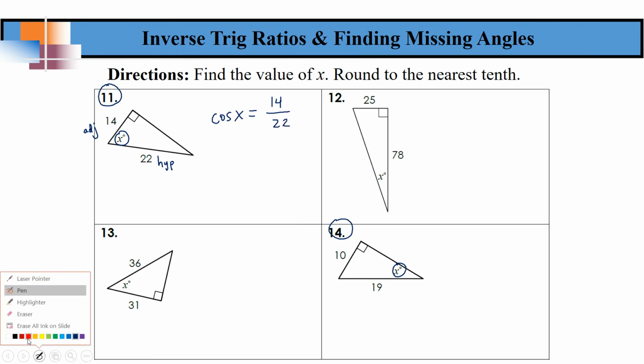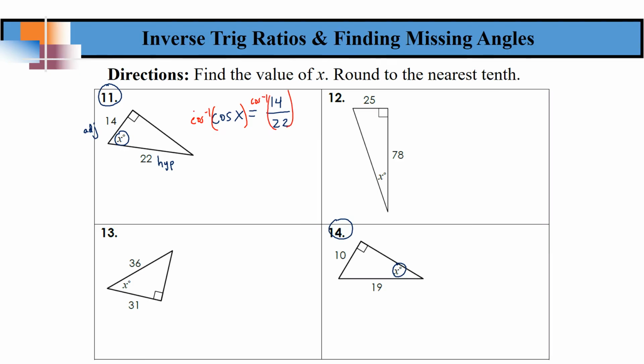Now to break x free of that cosine, we take the inverse cosine of both sides. This cancels out, and we've got x equals the inverse cosine of 14 over 22. And you've seen me type this into the calculator before. Remember to press second and then cosine, and type in 14 divided by 22. You should find that x is approximately equal to 50.5 degrees.